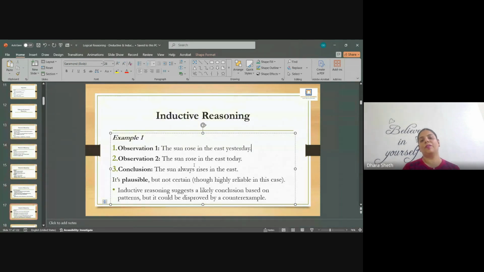However, if the first statement said that the sun rises in the east, it's a statement, it's a general fact. Now, if that statement was true, the sun rises in the east, the sun rose in the east today, we can conclude that the sun always rises in the east because it is given as a statement. But here it is given in the form of an observation.